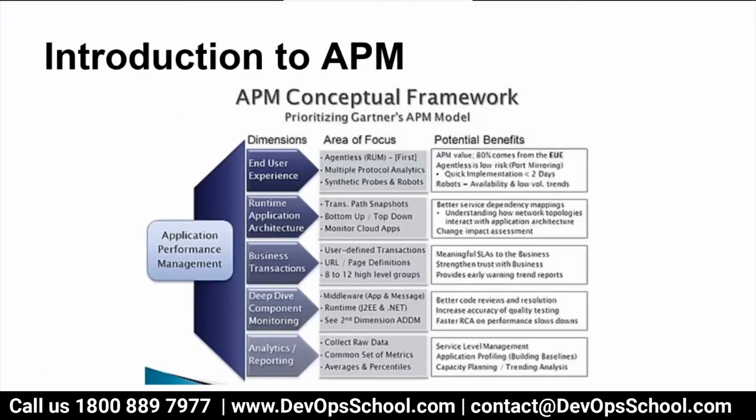So as part of application performance management, what are the things you're going to do? You're going to test the user experience. You're going to find out the runtime application architecture. You're going to find business transactions. You're going to deep dive into component monitoring, deep dive into analytics and reporting, and many other things. So, area of focus and potential benefit. This is called application performance management.